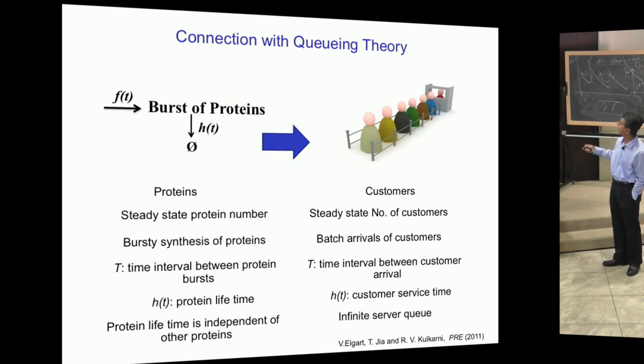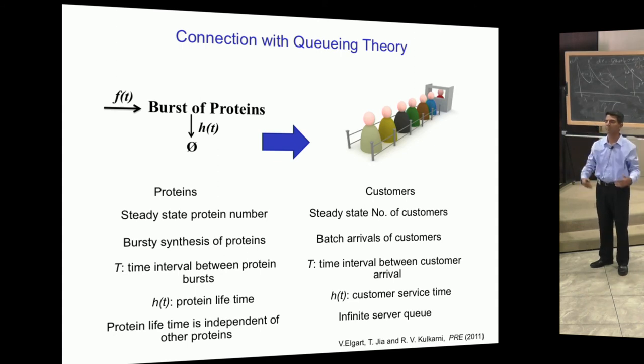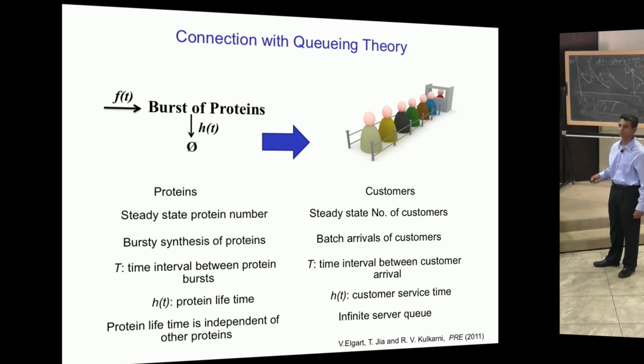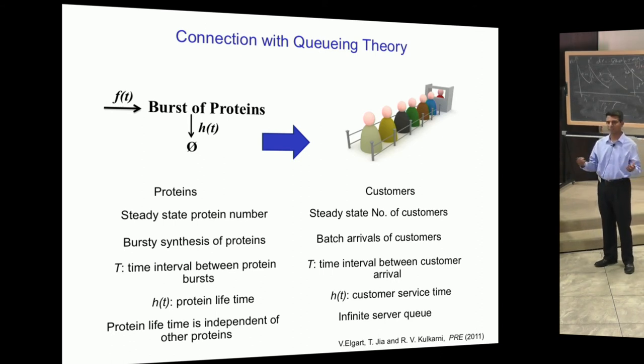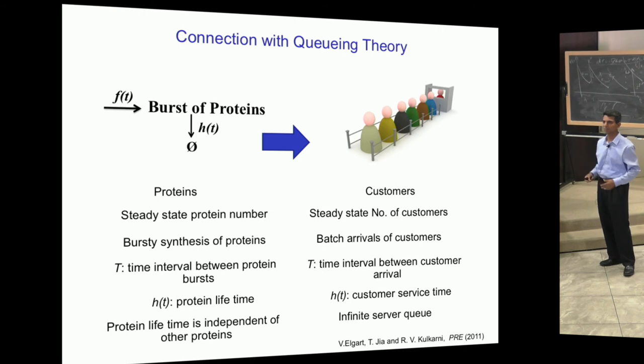And the connection to queuing theory is as follows. Proteins are the analogs of customers in a queue. The bursty synthesis of proteins corresponds to batch arrival of customers. Instead of customers arriving one by one, if proteins are arriving in instantaneous bursts, that's like customers arriving in batches of random size. And the lifetime of a protein is basically the service time for customers. Proteins are degraded, customers are served, but ultimately it's the same thing: they leave the system. I'll be looking at models where each protein is degraded independently of the others, so no competition effects. In the queuing language, that maps onto what is called an infinite server queue. Every time a protein arrives, it immediately meets a server who processes the degradation of the protein.